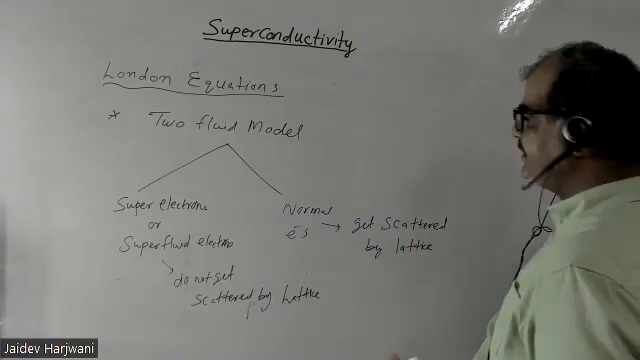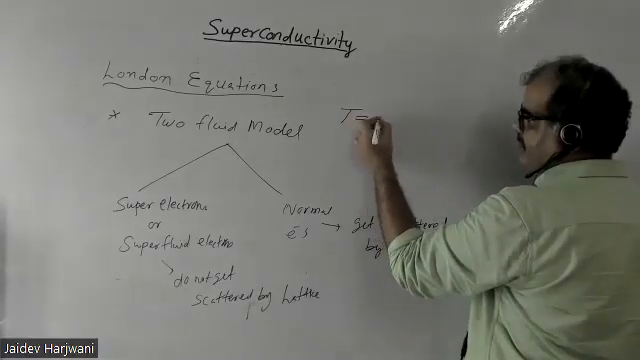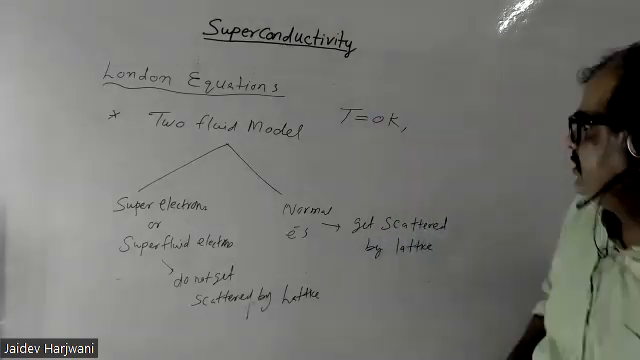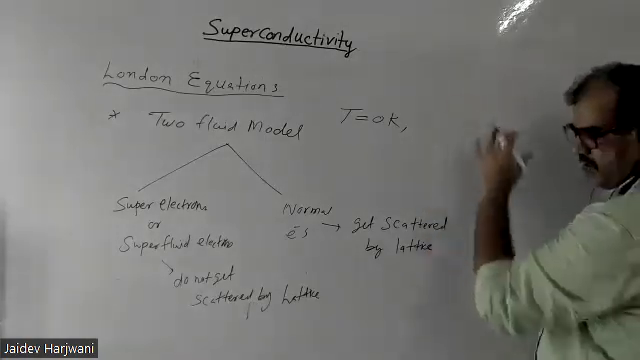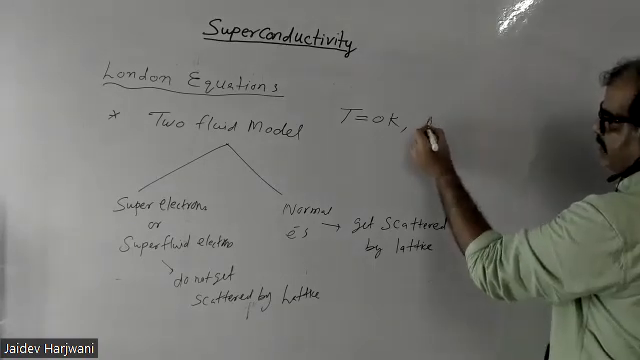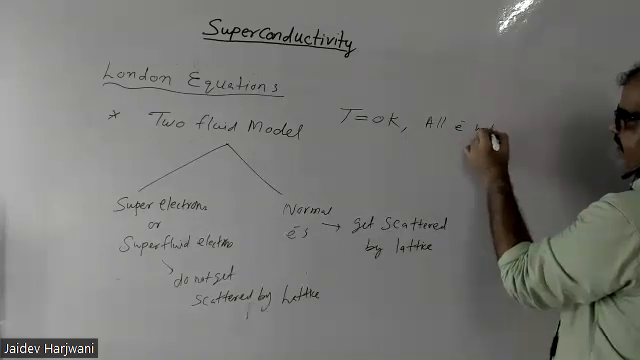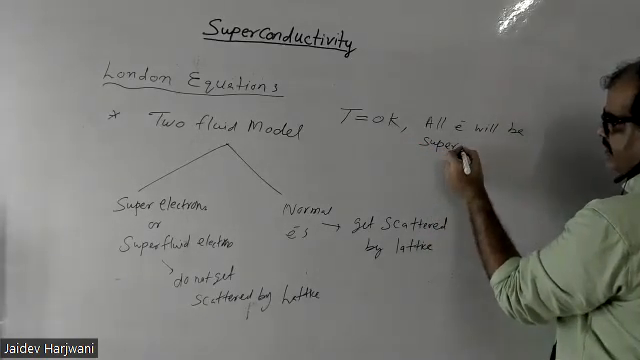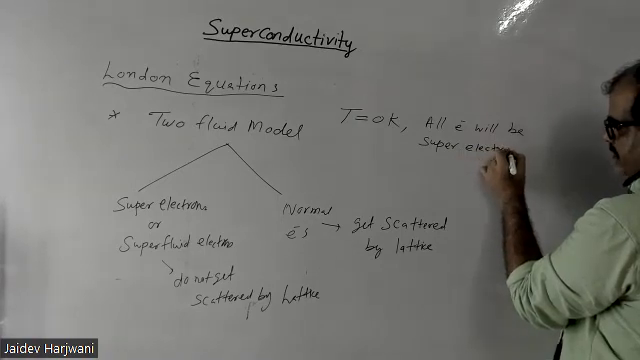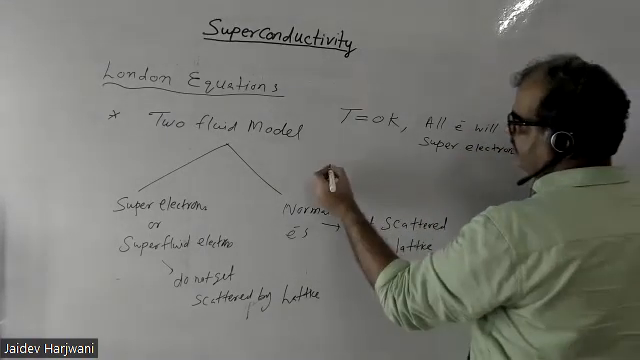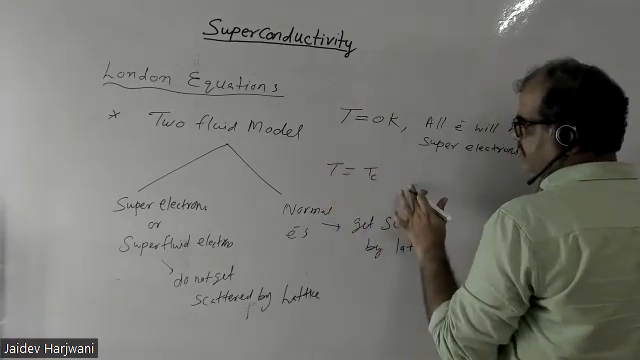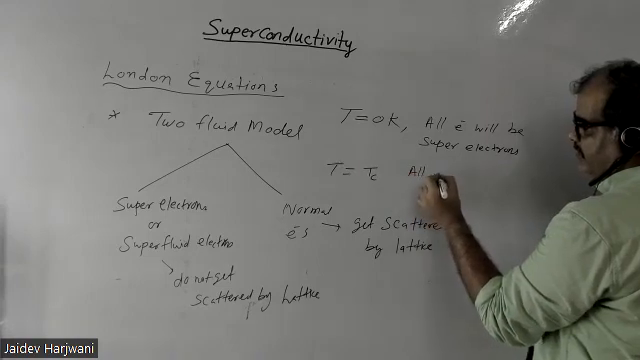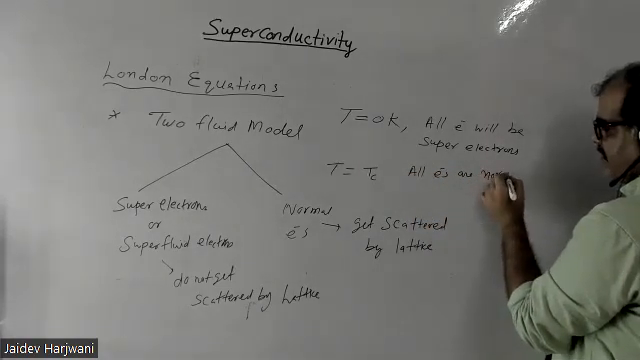Now if you cool the superconductor down to T equal to 0 Kelvin, then all electrons will become superconducting, so the whole concentration of electrons inside the material will be super electrons, or superconducting electrons. Similarly, if you go to T equal to TC, you come back to the normal state. That means all electrons become normal, conventional electrons.